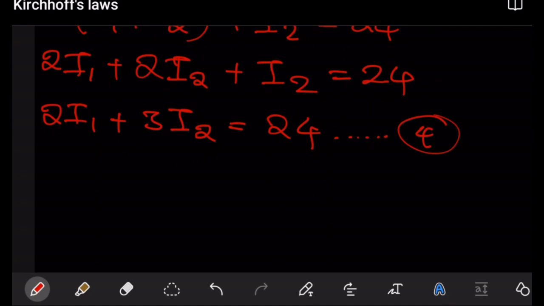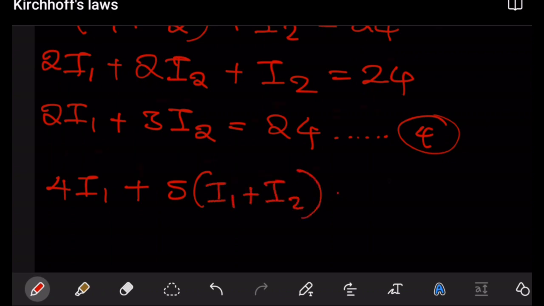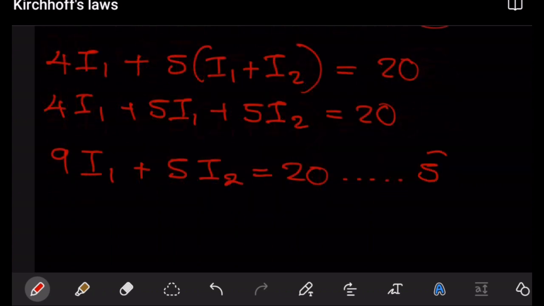Next up, we do the same thing with equation 3. We substitute equation 1 into equation 3. And if we do that, what we're going to have is 4 I1 plus 5, where we had I3, we're now going to put I1 plus I2. And this is equal to 20. We simplify. So this becomes equation 5.